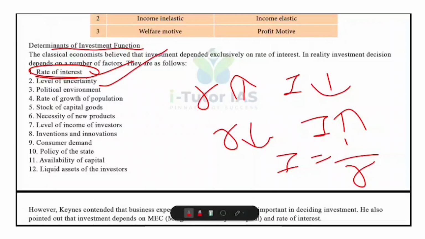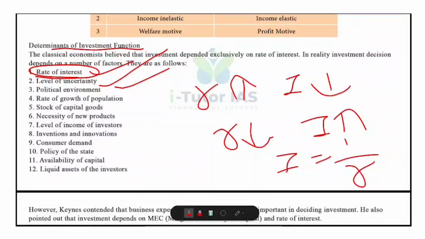Investment decisions depend on business confidence. If the future is uncertain, like during wars, inflation or political instability, investors hesitate to invest. On the other hand, stable conditions encourage investment. Then, what about the political environment? A stable and investor-friendly government promotes business confidence.